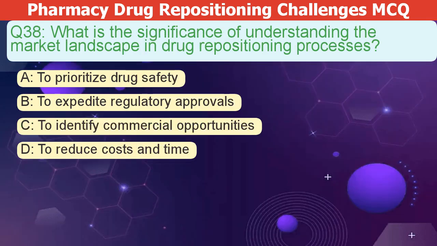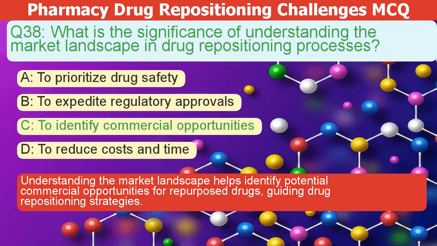What is the significance of understanding the market landscape in drug repositioning? A. To prioritize drug safety. B. To expedite regulatory approvals. C. To identify commercial opportunities. D. To reduce costs and time. The correct answer is C. Understanding the market landscape helps identify potential commercial opportunities for repurposed drugs, guiding drug repositioning strategies.